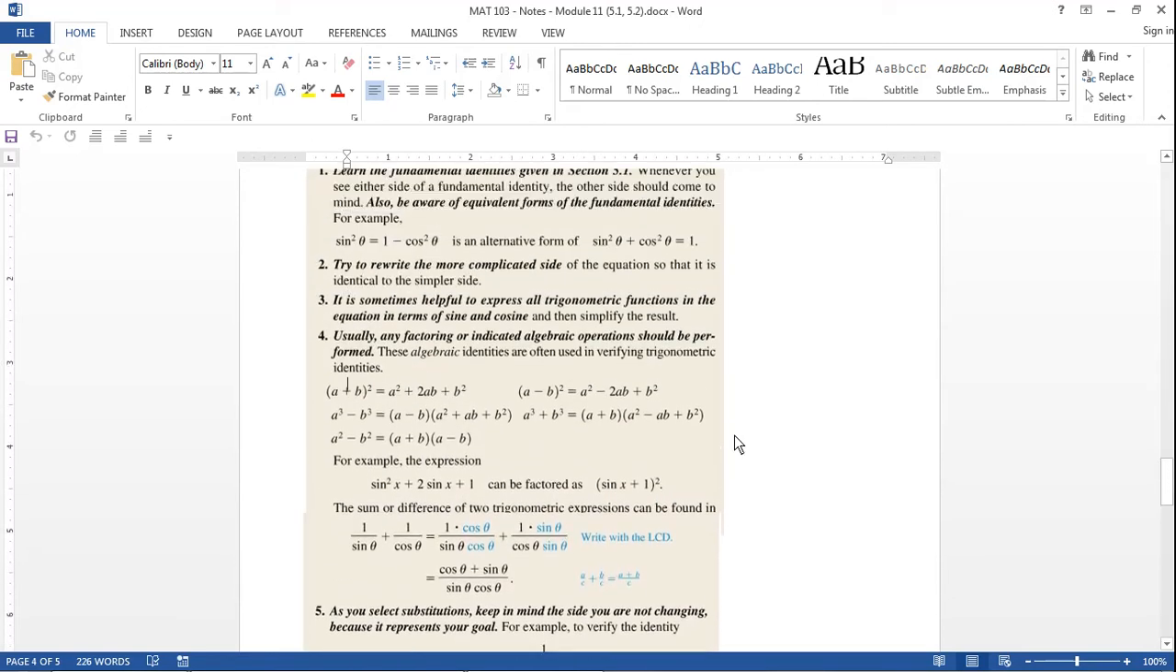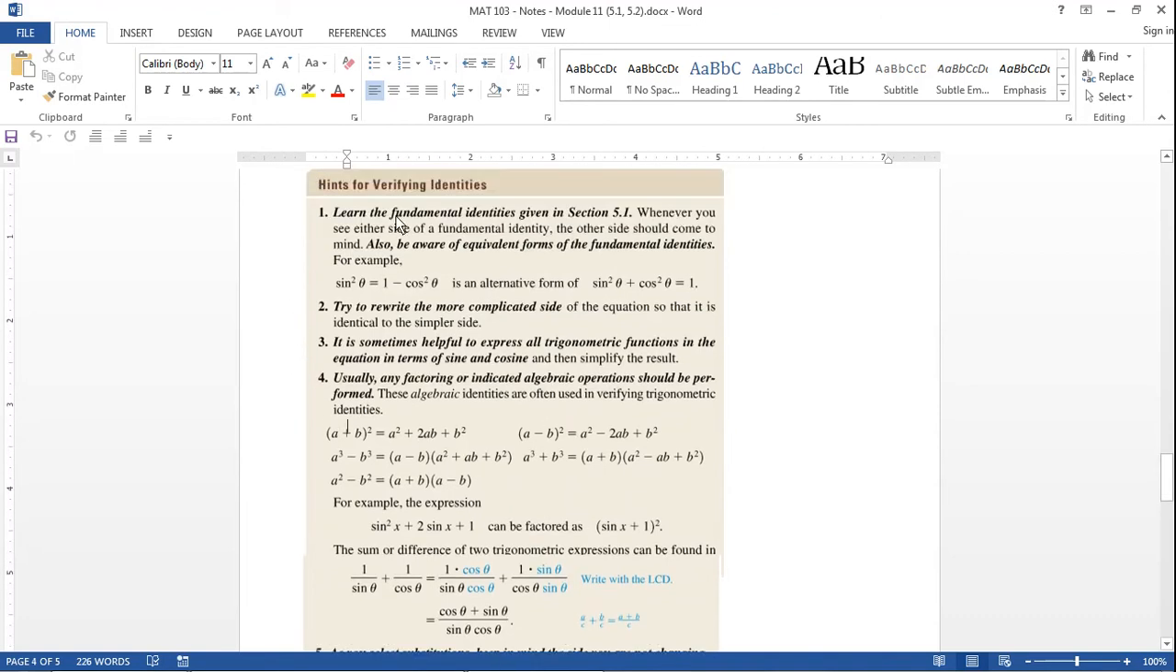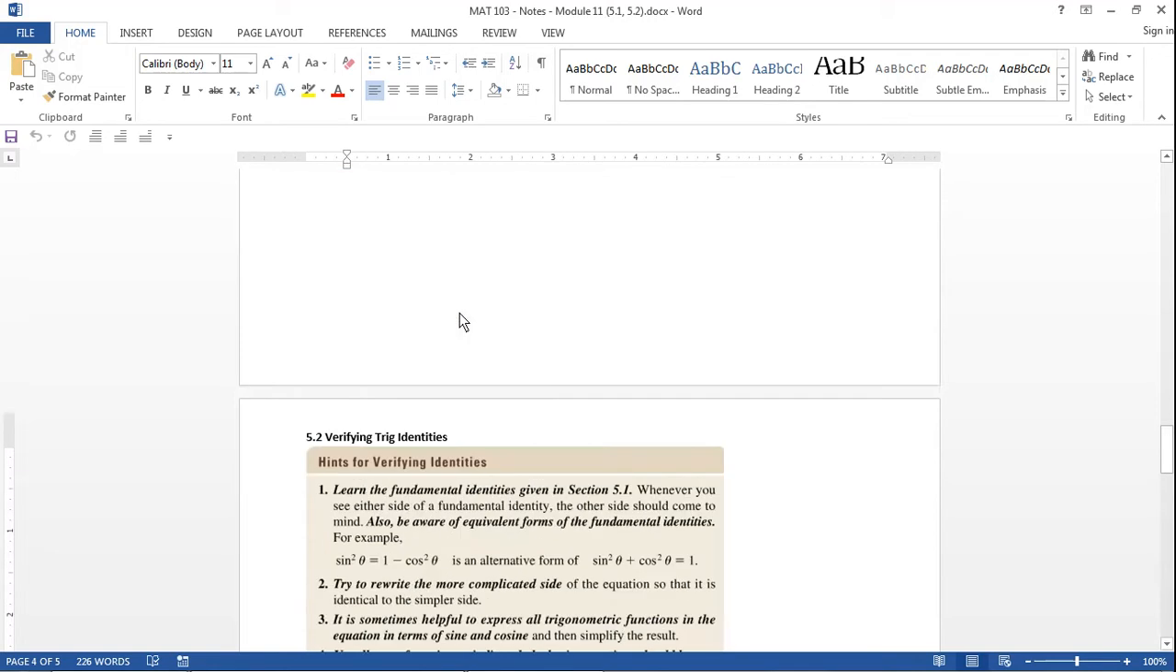Okay. So some of the tips for doing this: learn your fundamental identities. When you see either side of these, the other side should immediately come to mind. And this is a great example that they give you. When you see sine squared, you should recognize that it could be rewritten using our Pythagorean identity as 1 minus cosine squared. Similarly, if I see something like 1 minus sine squared, I know I can rewrite that as cosine squared.